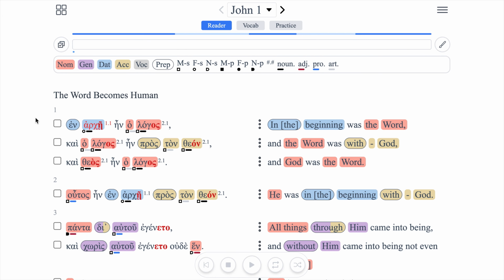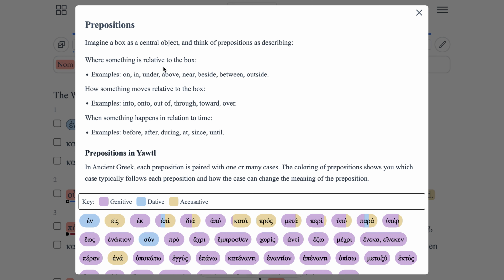First off, what is a preposition? We can click on the preposition item in the key. A preposition is a word that helps you describe one thing in relation to something else. Prepositions are words like on, under, above, near, into, out of, toward, before, after, during, since, until. If you don't know what a preposition is, that's fine, because they're circled in the Yodel reader.